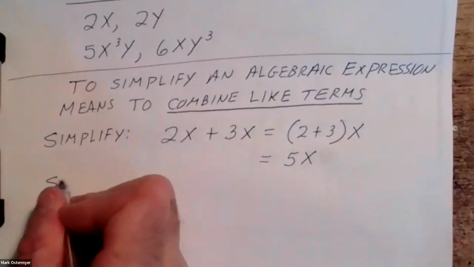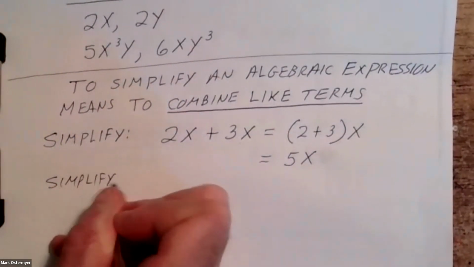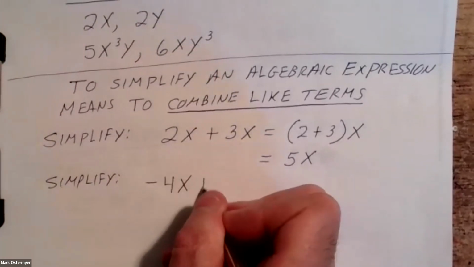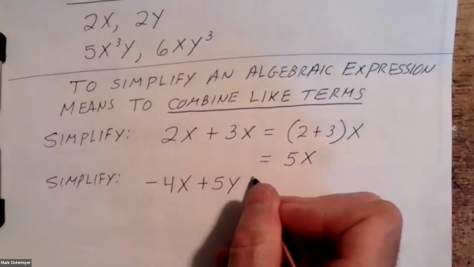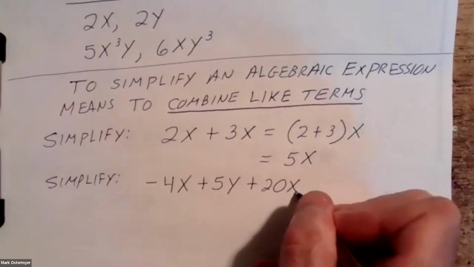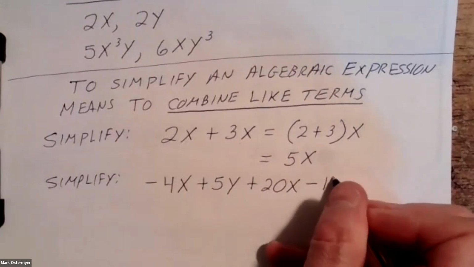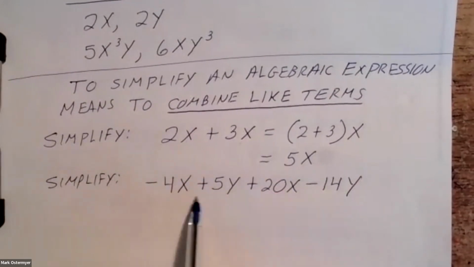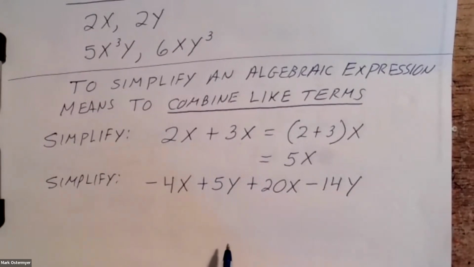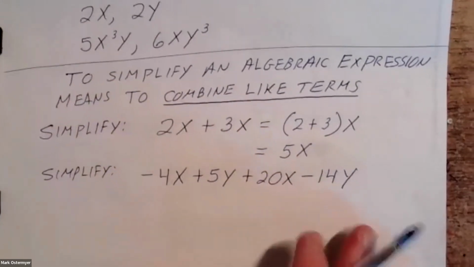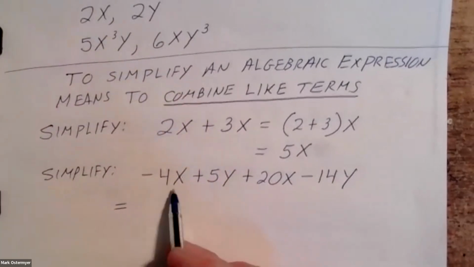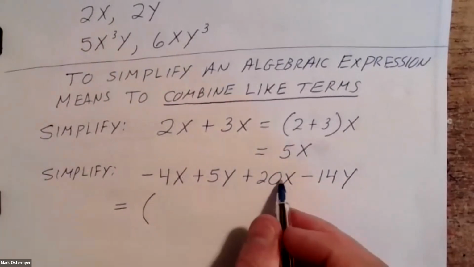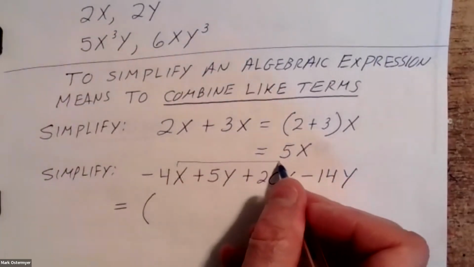Let's try another one. Let's try to simplify this one. Negative 4x plus 5y plus 20x minus 14y. We want to simplify this algebraic expression. To do so, we have to combine like terms. Now, what is oftentimes helpful is to take your like terms and group them together inside separate parentheses. So I'm going to group together all my like terms of x. Negative 4x is a like term with 20x.